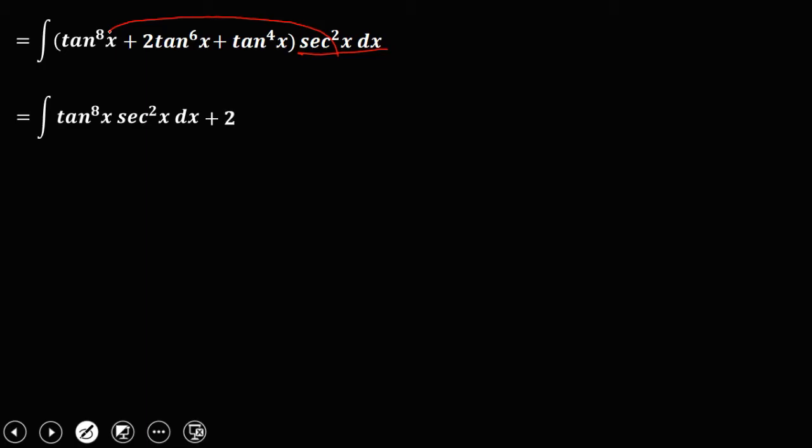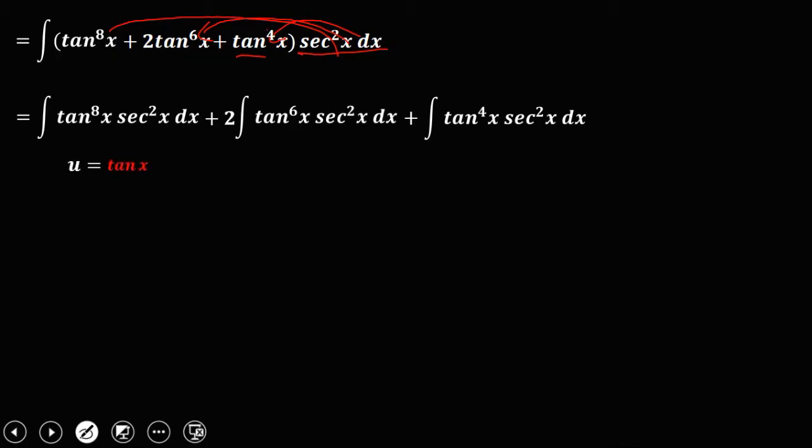So you put this constant outside. Then the integral of tangent to the power 6x times this secant squared x dx. And for this term, the integral of tangent to the power 4x, then this secant squared x dx. Then using the U-substitution, u is equal to tangent x, because the derivative of u is secant squared x dx. Then you substitute now your u and du.